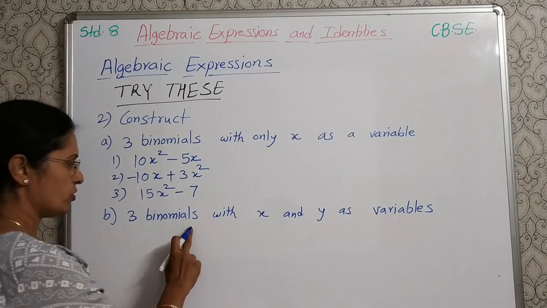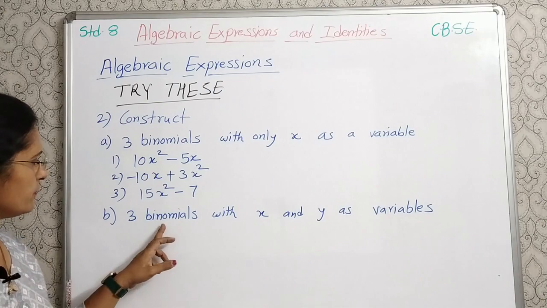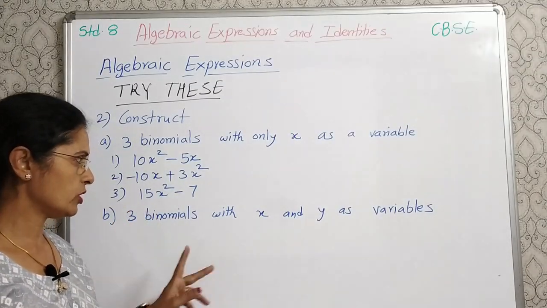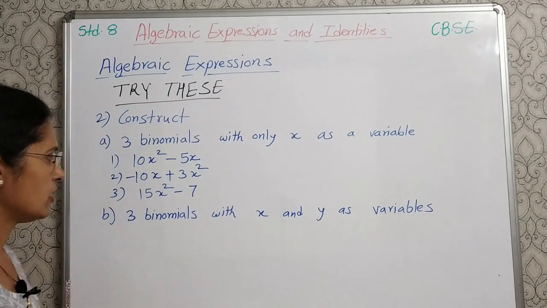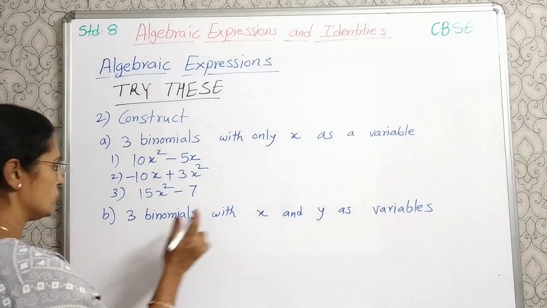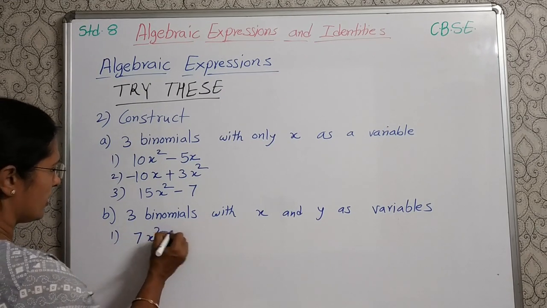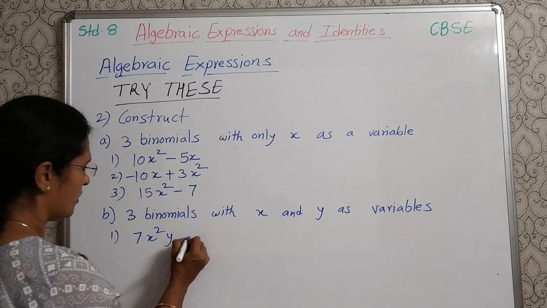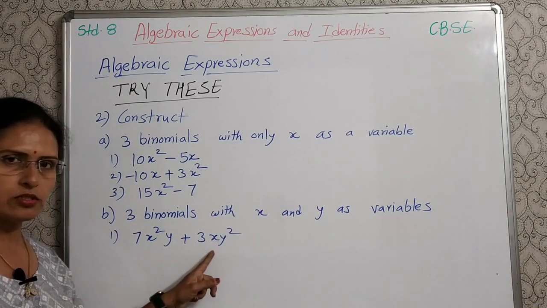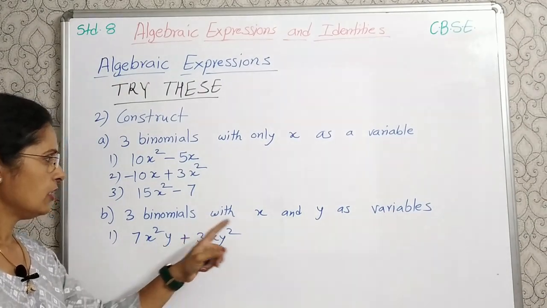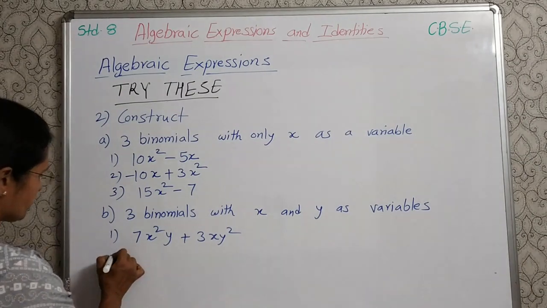Now three binomials with x and y as variables. Again we need binomials only, so two terms will be there, but now two different variables are also there. We'll use these two as variables. First, 7x square y plus 3xy square. So this is a binomial. Two terms are there and xy variables are also used.